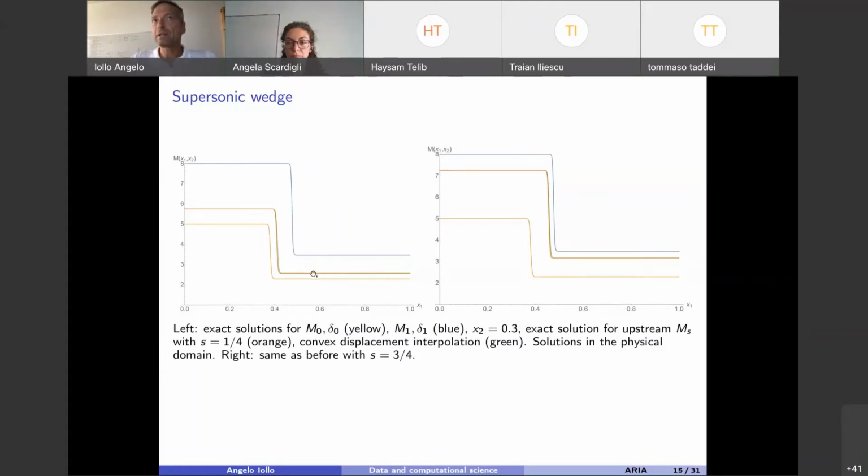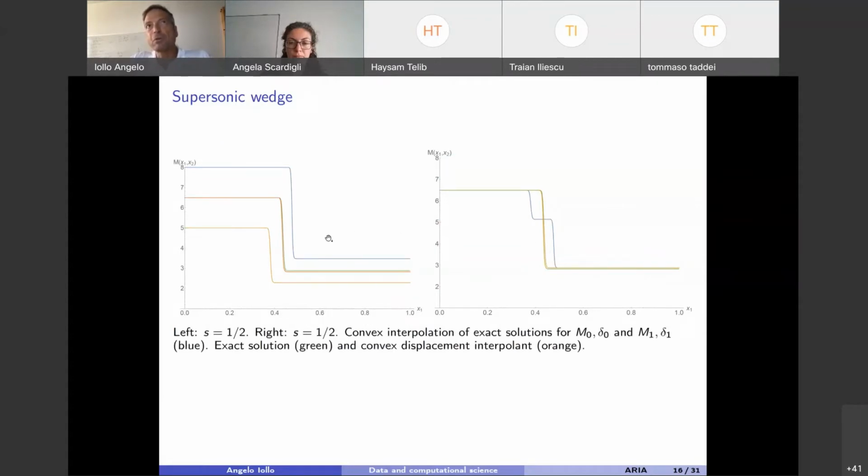And that's systematic, meaning that the interpolation here is conducted for an interpolation parameter of 1/4 on the left, and you have the interpolation parameter equal to 3/4 on the right, and the fitting is almost perfect. Just to give you an idea, then I show for S equal 1/2, so here it's Mach 6.5. You have the interpolated solution on the left, and what would be the linear interpolation on the right, which is extremely not accurate.